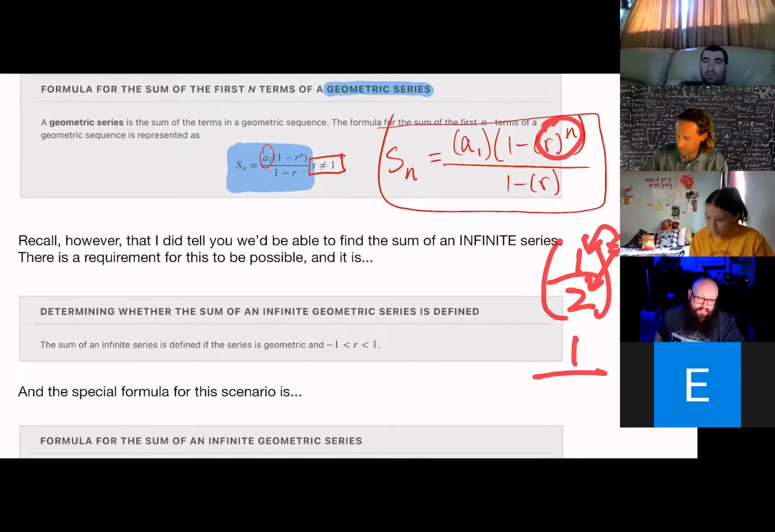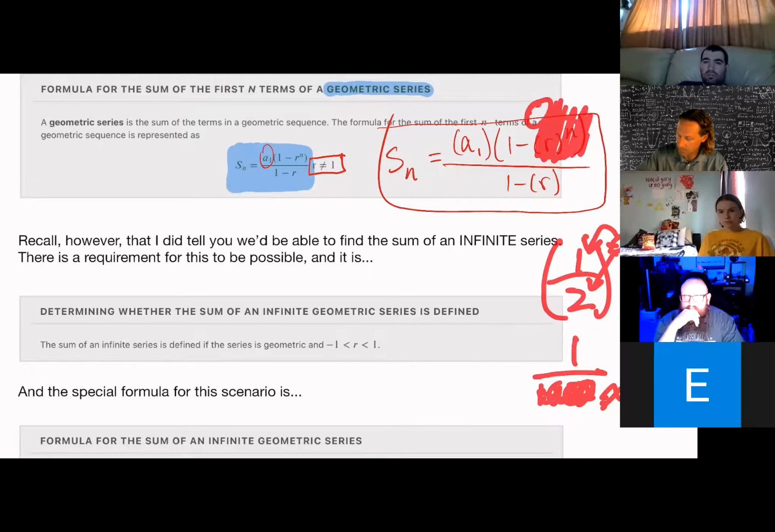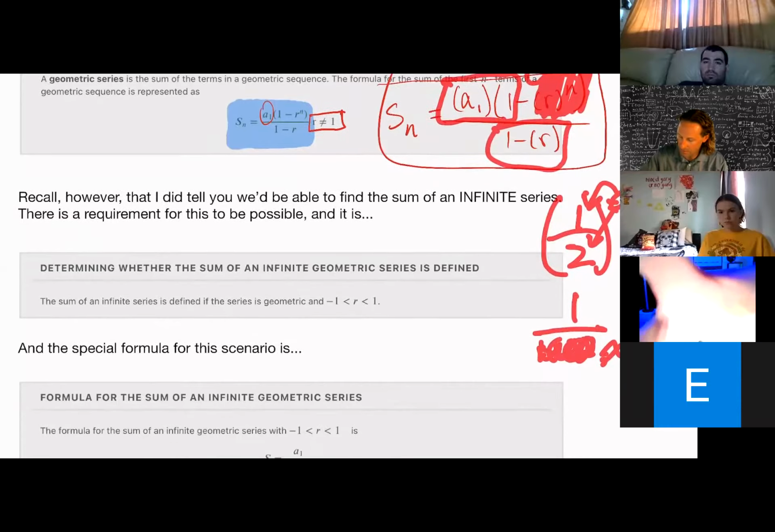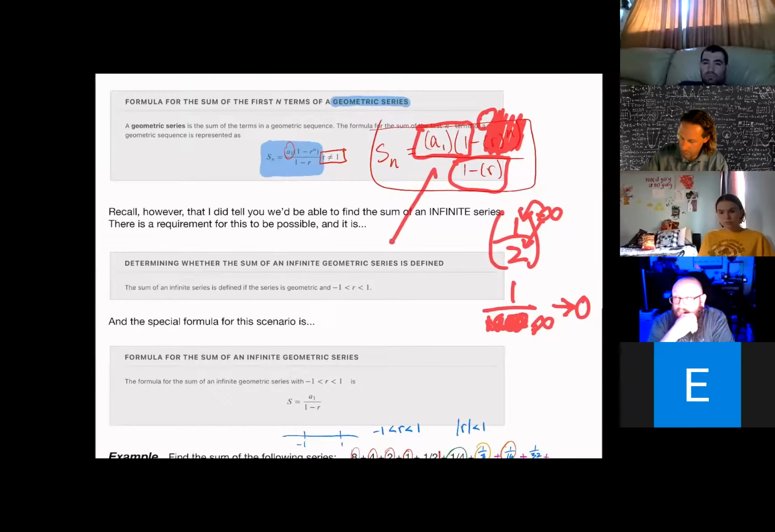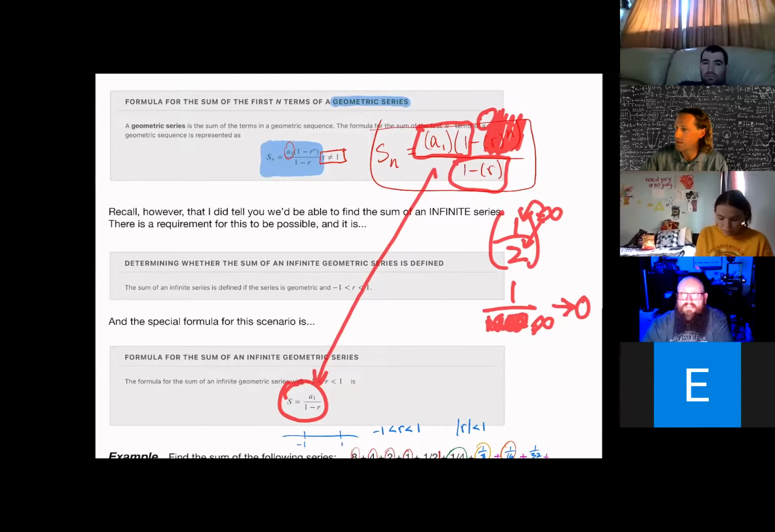It would 4, 8, 16. Yeah, it would go up to like infinity. Good. It would be really, really, really big. We just put this. And what do we say 1 over a really, really, really big number approached? 0. Which means this whole piece just goes away. It becomes a 0. Which means the only thing left is a1 times 1 over the 1 minus r. And if you guys notice, that's exactly the formula that we get to use.